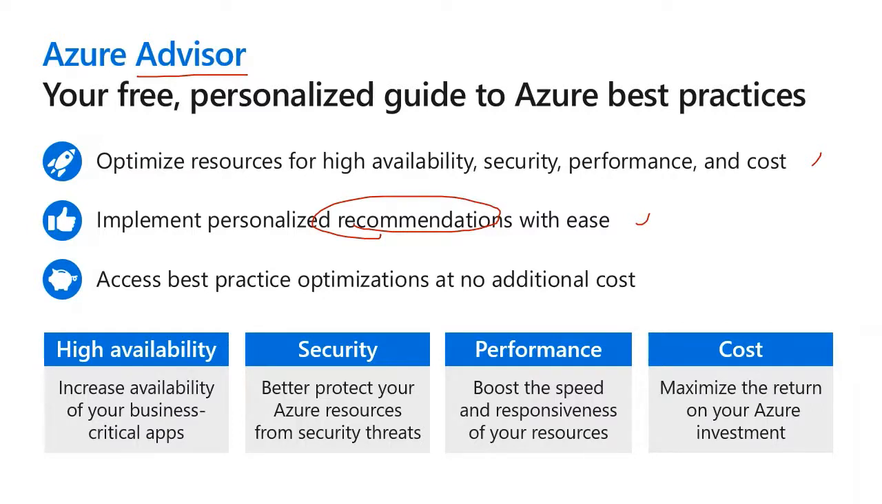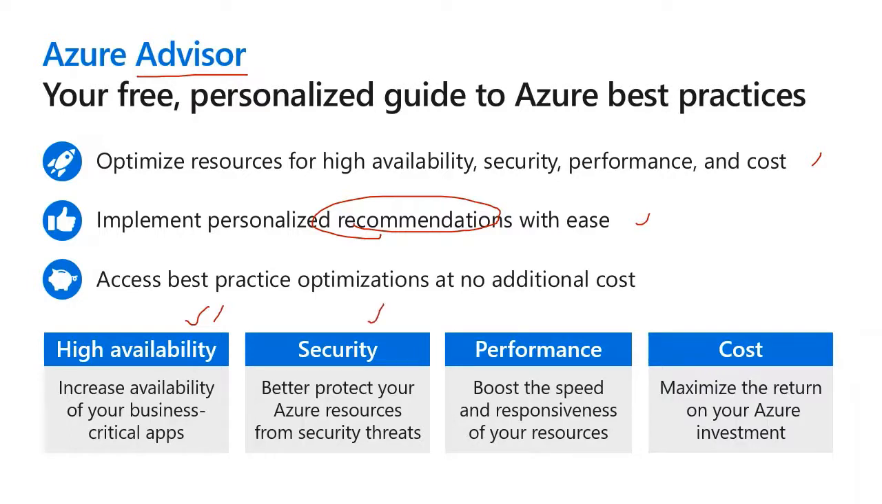And it does it across four different categories. High availability: it will point out, for example, if you have certain applications that are not replicated in another region, which shows you susceptibility to downtime in case that application goes down. It'll give you a set of advice on how to strengthen high availability. It also gives you best practices on security and how to better protect your Azure resources.